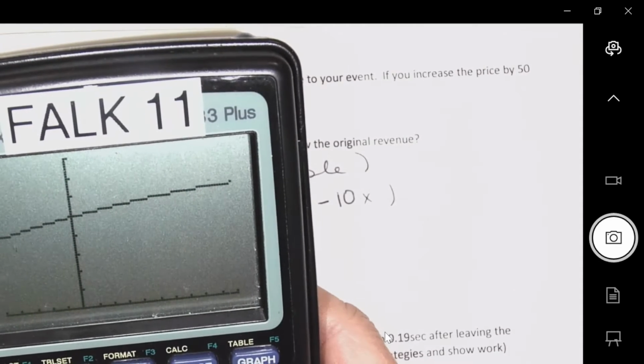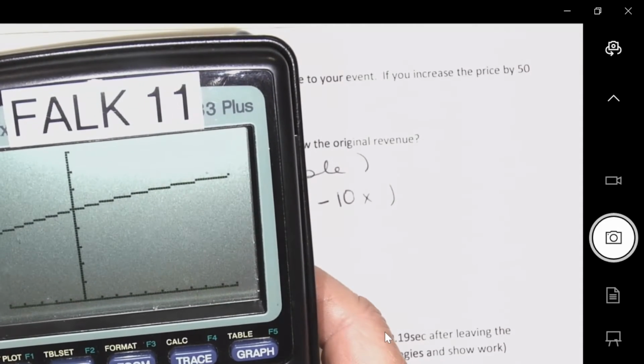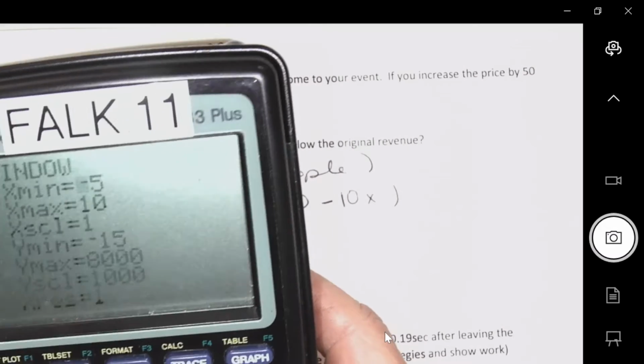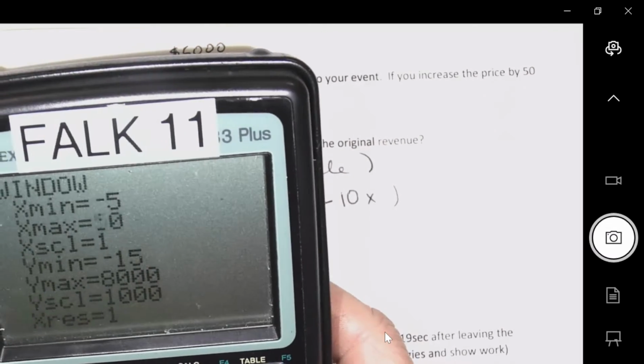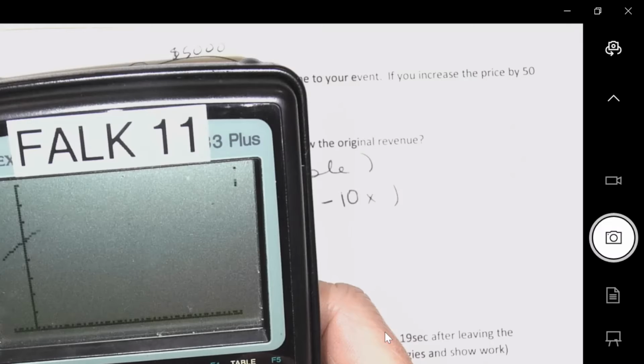Okay, so I definitely need a lot more X. So the X I'm going to change to 50.